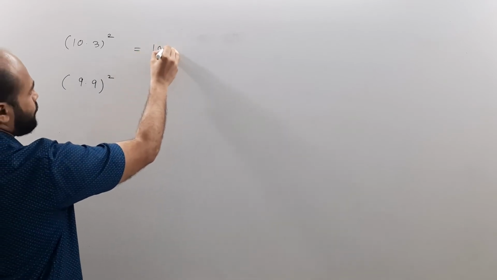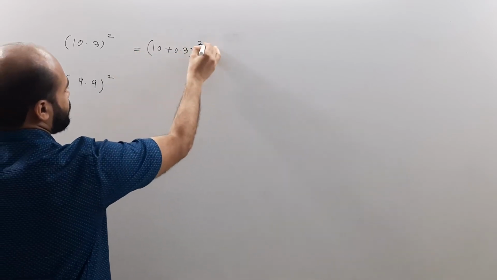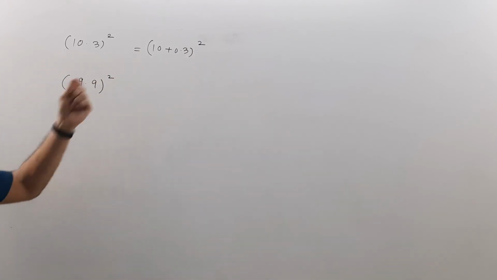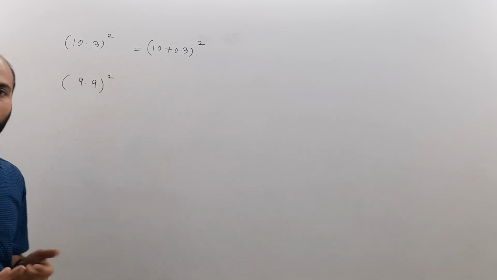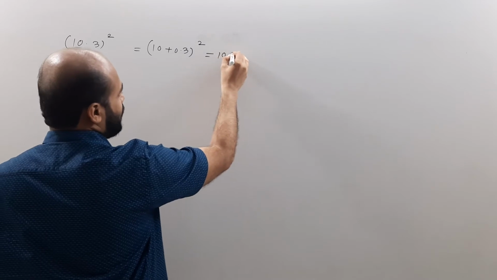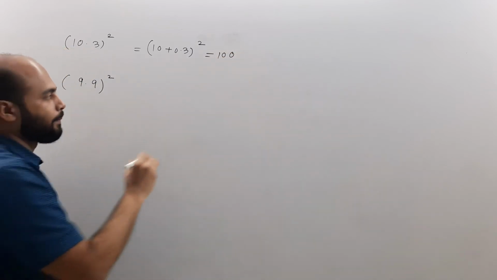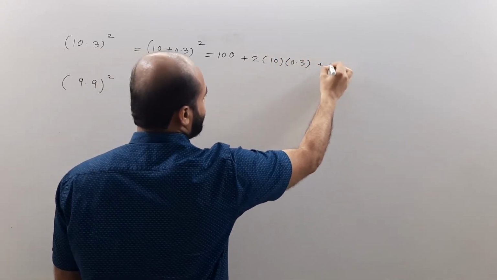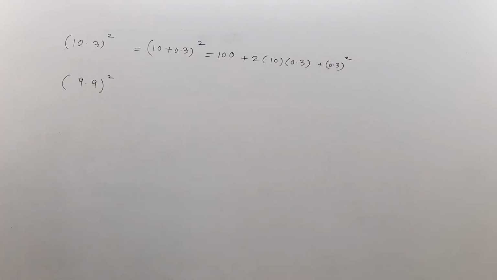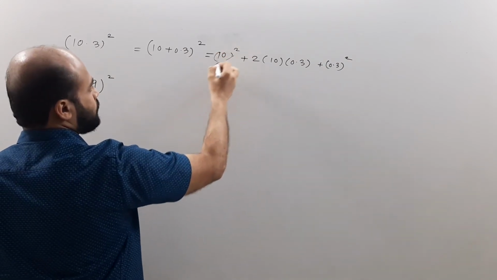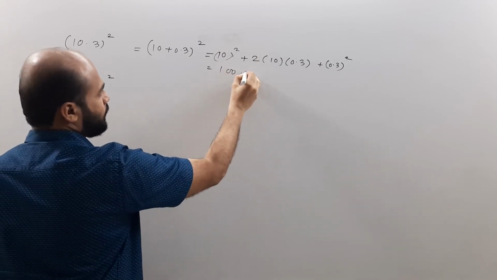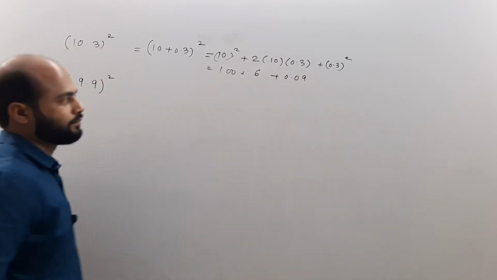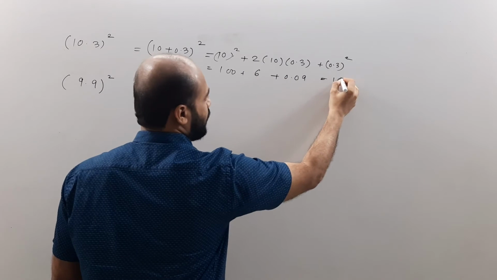So if I break it up as 10 plus 0.3 the whole square, you can see that 10.3 is 10 plus 0.3. So I can treat this as A and the other one as B and then expand. So if I expand this, I will get it as 100, that is the expansion of 10 square, plus 2 times 10 into 0.3 plus 0.3 the whole square, which means that this expression would be like 100 plus 20 into 0.3 is 6 plus 0.09. So ultimately we get the answer as 106.09.